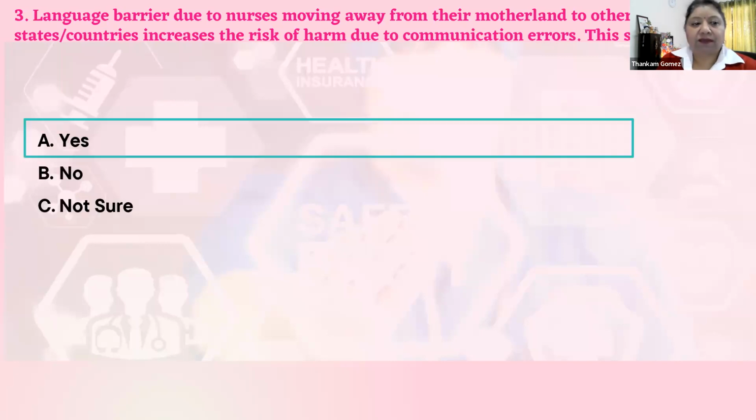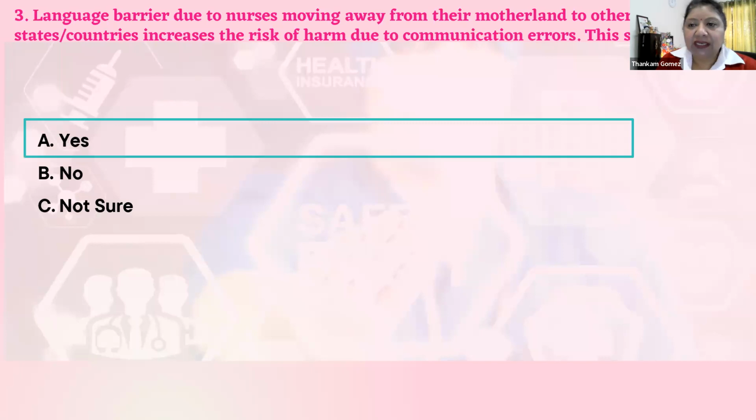Language barrier due to nurses moving away from their motherland to other states and countries increases the risk of harm due to communication errors. I put this question here because this is a very common mistake that can happen, because if we don't know the language, we tend to communicate less because we are not confident of that language. So we will communicate the bare minimum. When that bare minimum happens, there can be gaps in our communication that can lead to errors. I have enough and more stories around that. So I'm sure theoretically everyone knows the answer. What should be the answer?